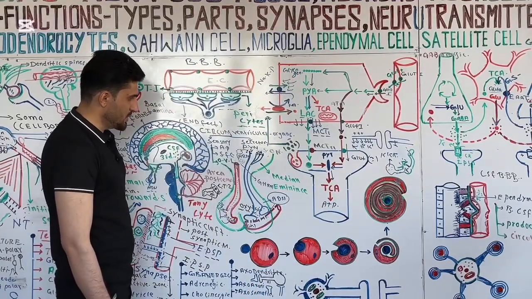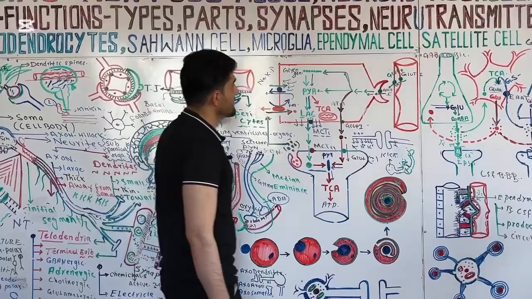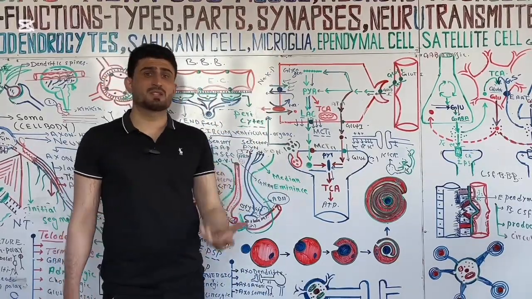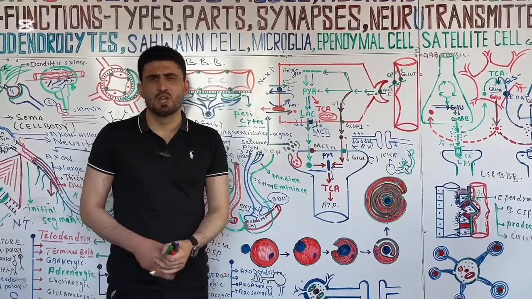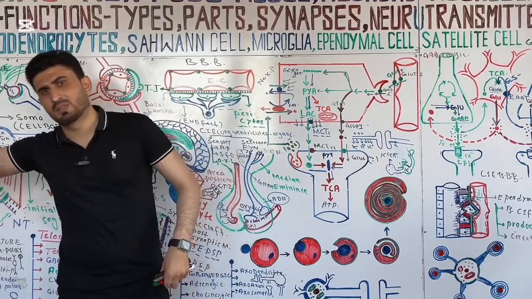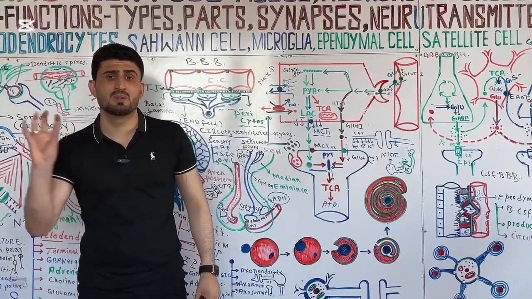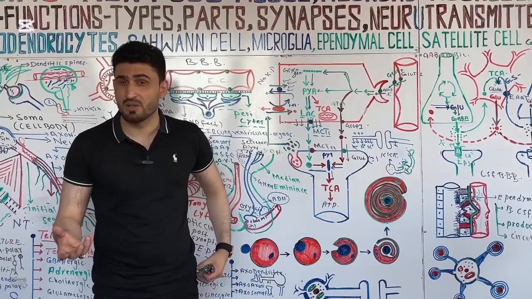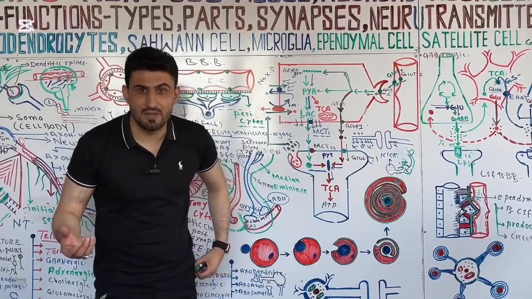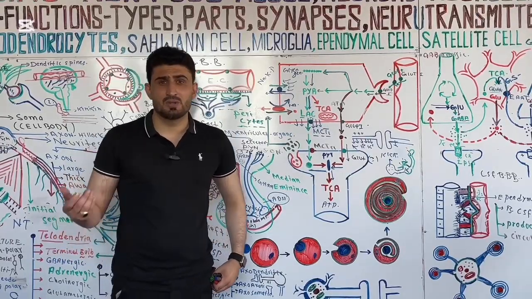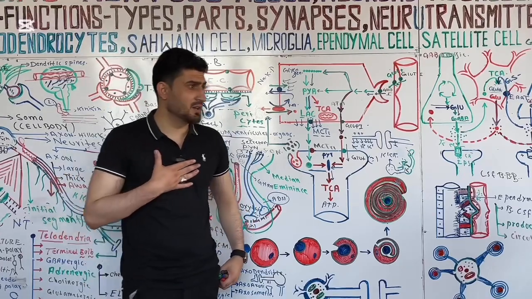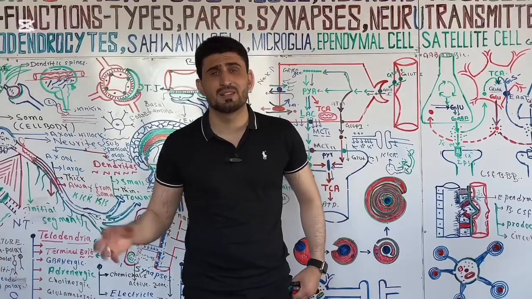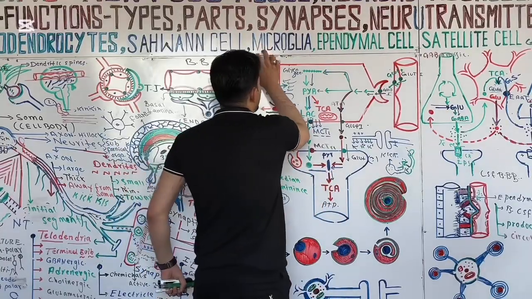Now let me talk about another cell which is called microglia. Microglia are the resting form of the macrophage. For example, when macrophages come out from the blood, they go and reside in some areas. When they reside in our bone, we call them osteoclasts. When they reside in our liver, we call them Kupffer cells. When they reside in our alveoli, they are called alveolar macrophages. And when they reside in our central nervous system, they are called microglia.